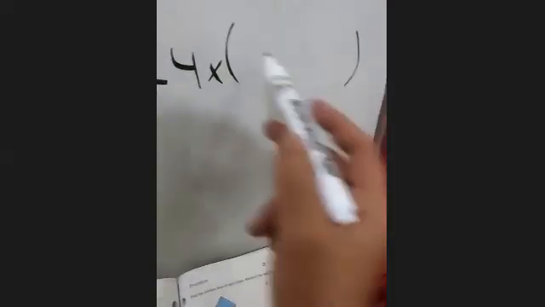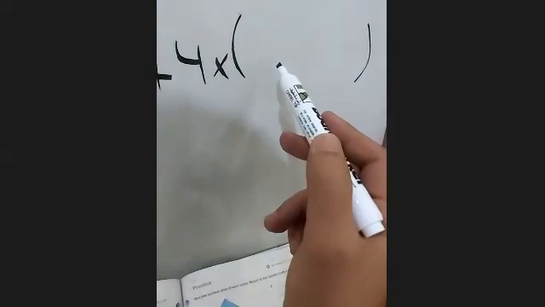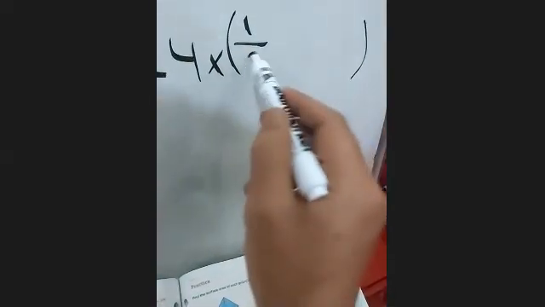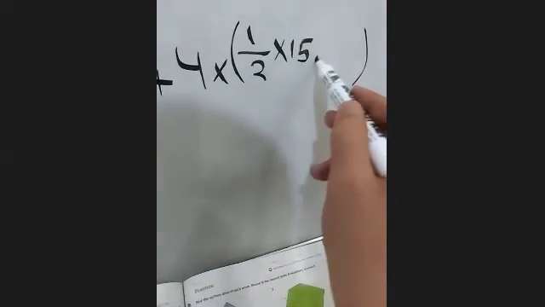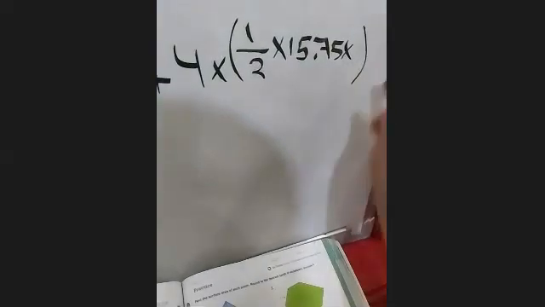Do you know it? Yes, one over two B. I mean, one over two multiplied by B, 15.75, multiplied by the height, which is given how much? 12.24. What's the problem?